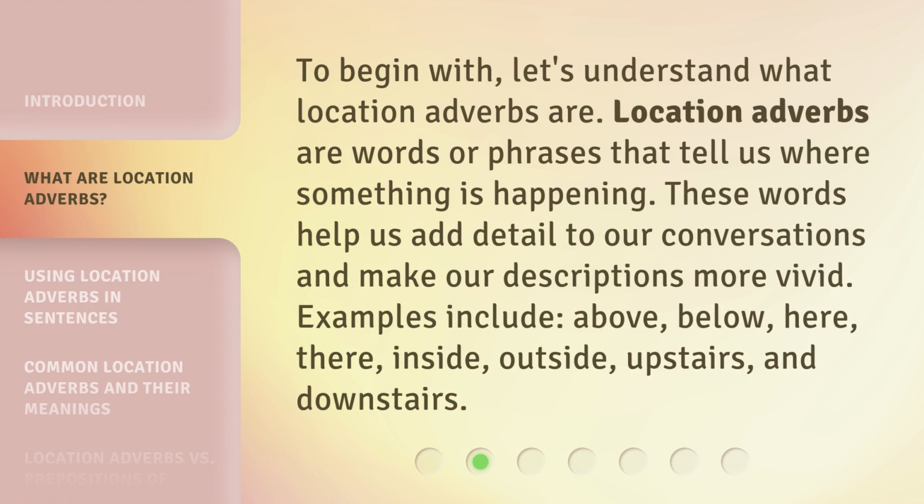To begin with, let's understand what location adverbs are. Location adverbs are words or phrases that tell us where something is happening. These words help us add detail to our conversations and make our descriptions more vivid. Examples include above, below, here, there, inside, outside, upstairs, and downstairs.